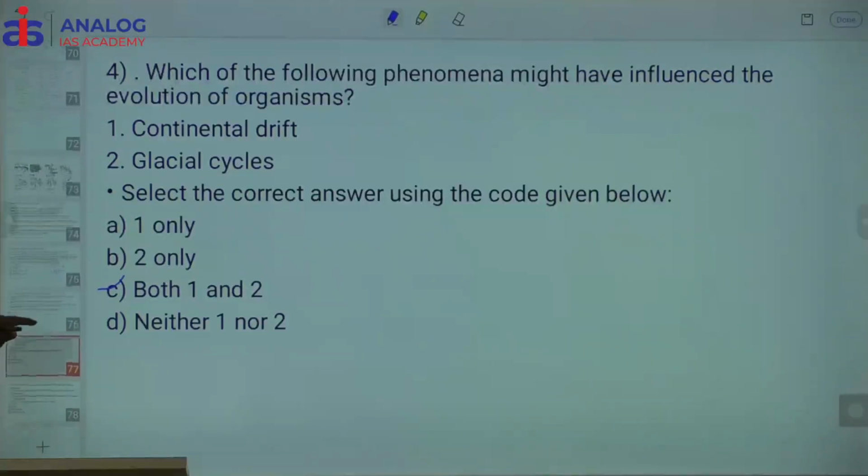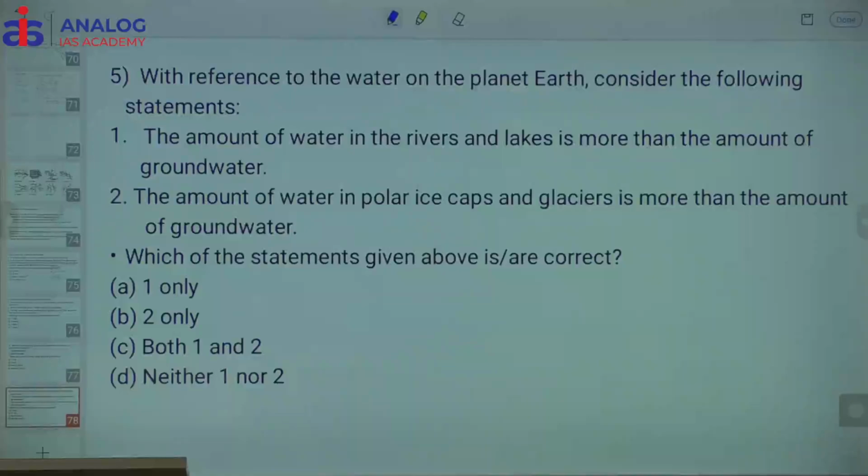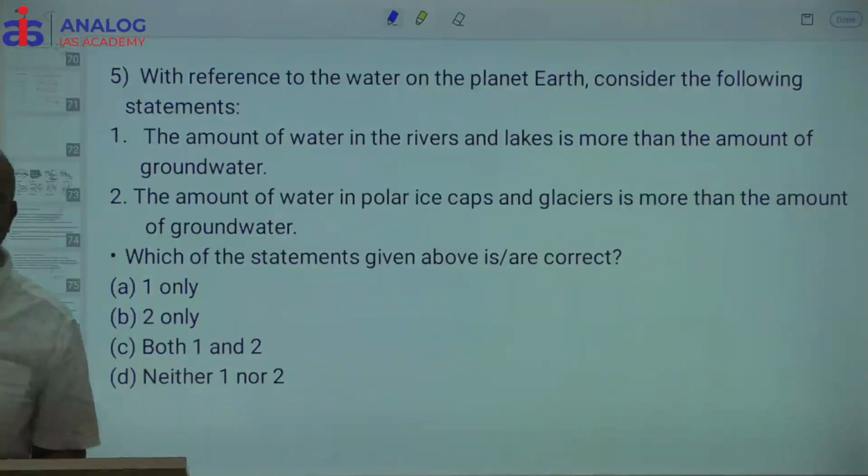Right. Now, this question. With reference to the water on the planet Earth, consider the following statements. The amount of water in the rivers, lakes is more in the groundwater and all. So how to persuade with this? Now, the idea is you won't get all the topics which are discussed in the classroom. So you should have some rough idea where you are having certain questions which you have read from your basic data. You agree with this or not?